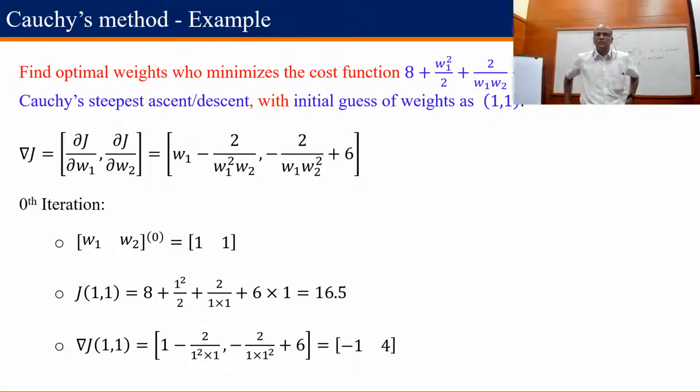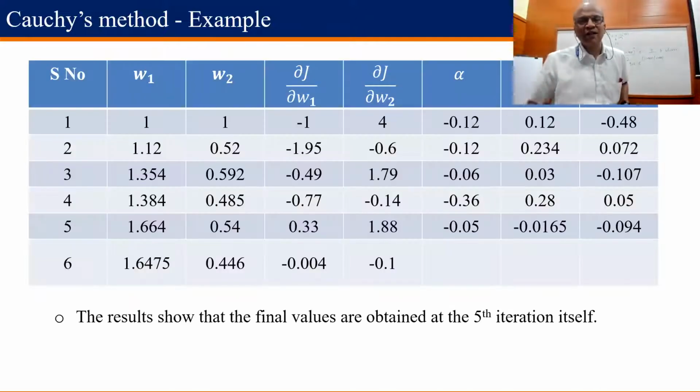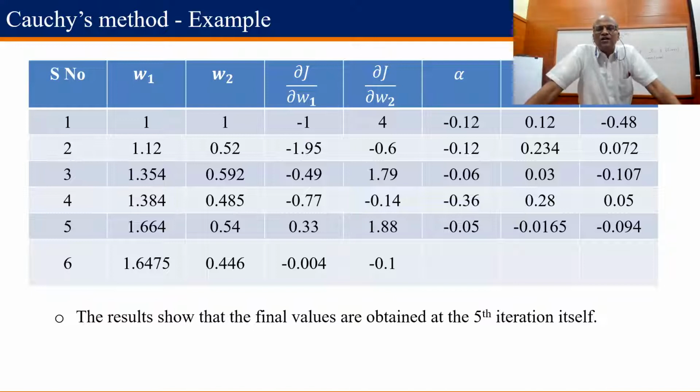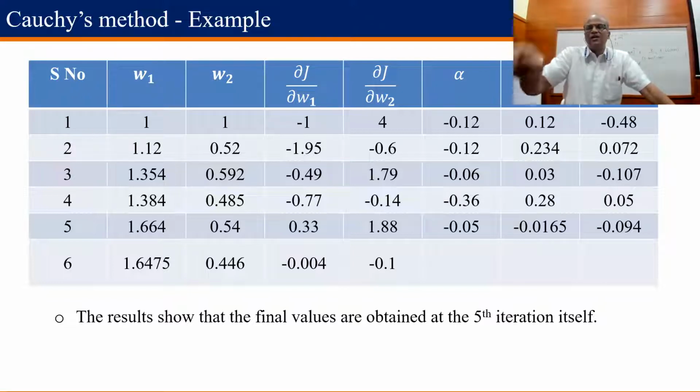Is that clear to you? Okay. Once you do that, it doesn't mean that we have got the solution to the problem. We are moving in the best possible direction and the length for this particular iteration. Now, if you do this, you can see dou J by dou w1, dou J by dou w2 is the same, but alpha is now minus 0.12. With that alpha, calculate delta w1, delta w2, and go to the next iteration.